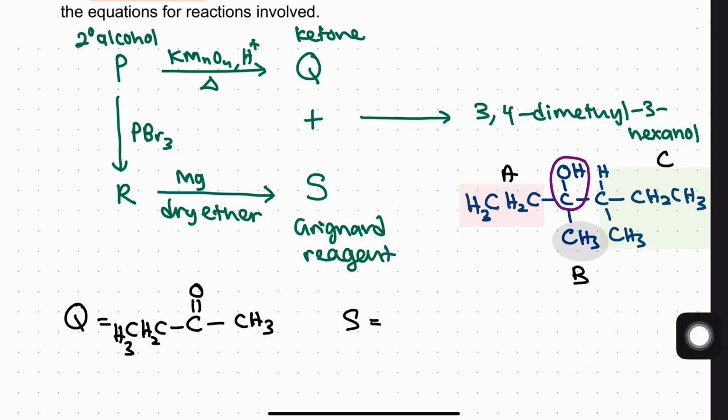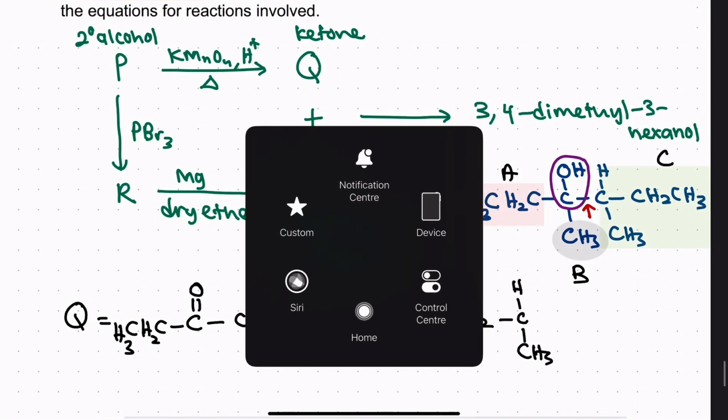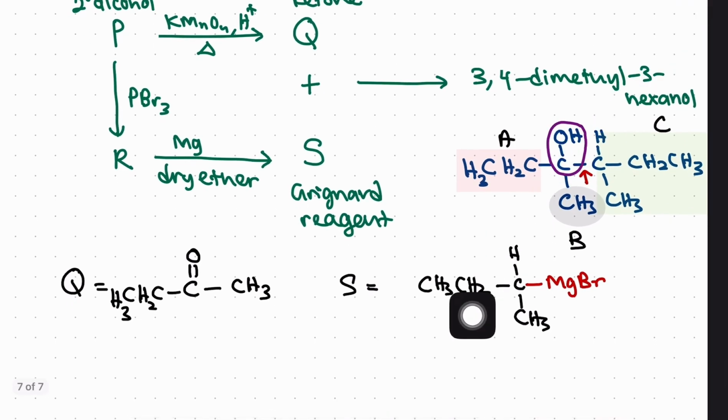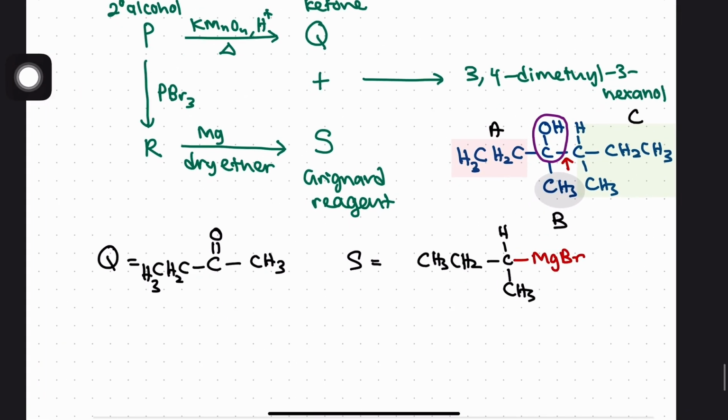So how do we draw a Grignard from alkyl group C? We start from CH3, CH2, then we have the carbon, hydrogen, and the CH3. If you see, the joining happens at this part. So the joining happens at that part. Therefore, my magnesium bromide will be there. So as you can see, both of them have an ethyl and a methyl group. So that makes sense.